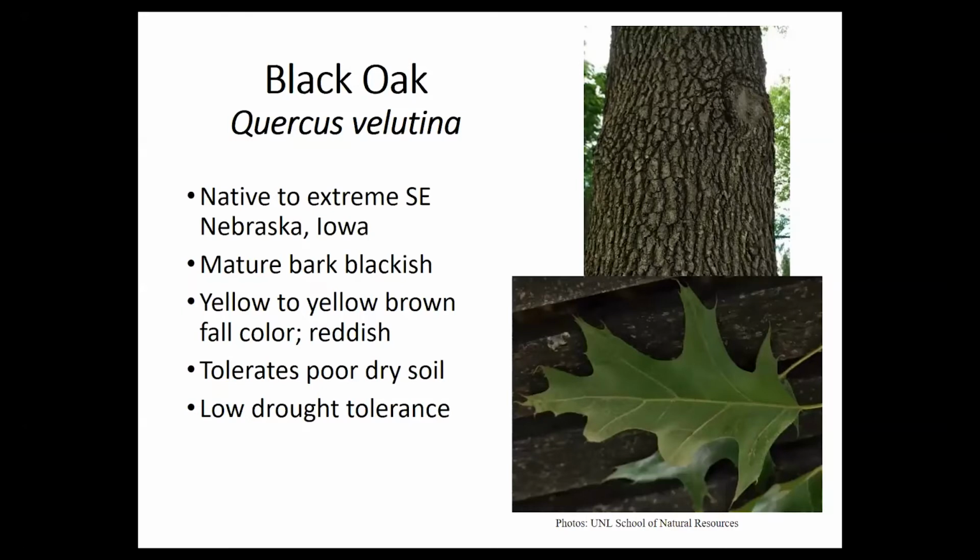It's called a black oak because the mature bark is a little blackish. This one has yellow to yellow-brown fall color, so it won't have the nice reds that we see with the red oak. It tolerates those poor dry soils. It is a little bit lower drought tolerance than red oak, but it's still pretty good. And you can see it is in that red oak group, so the leaf is very similar to a red oak.